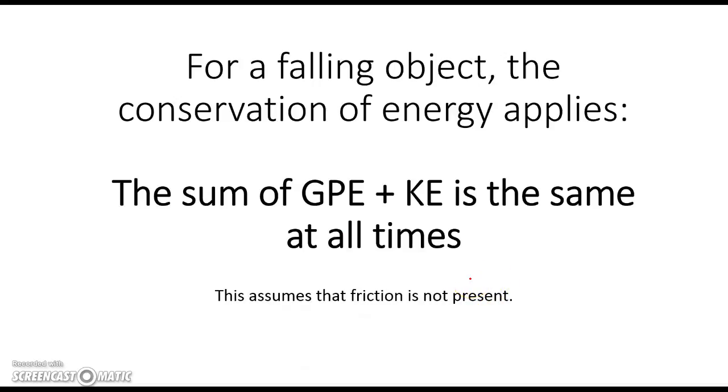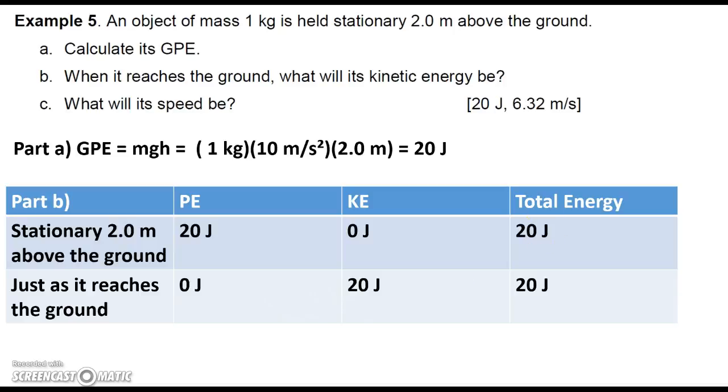Now we are ready for example 5. If an object of mass 1 kilogram is held stationary 2.0 meters above the ground, calculate its gravitational potential energy. It's a simple case of taking the formula and substituting the values. 1 kilogram, 10 meters per second squared, 2.0 meters. So that gives me 20 joules.